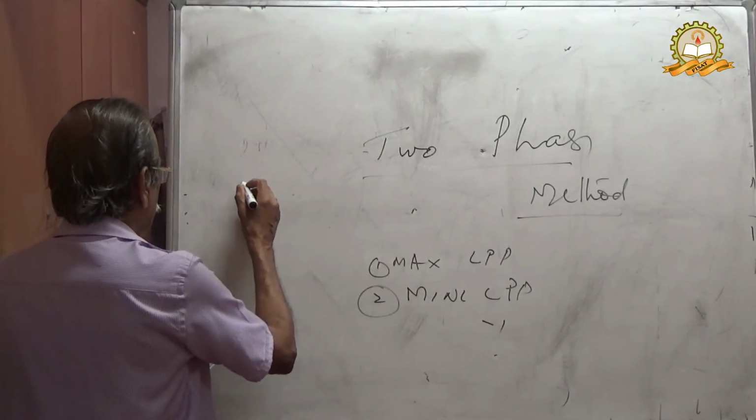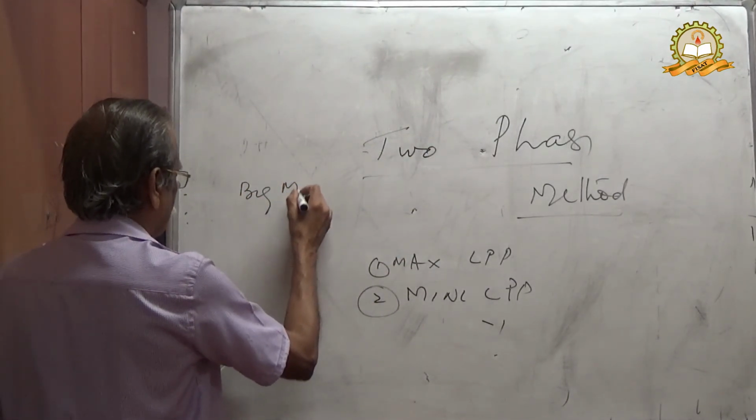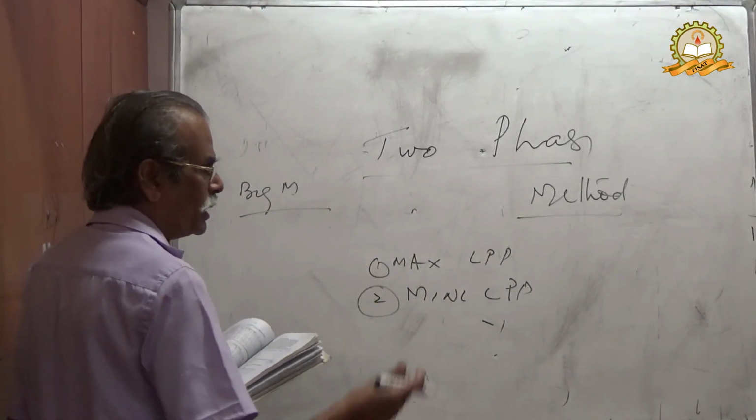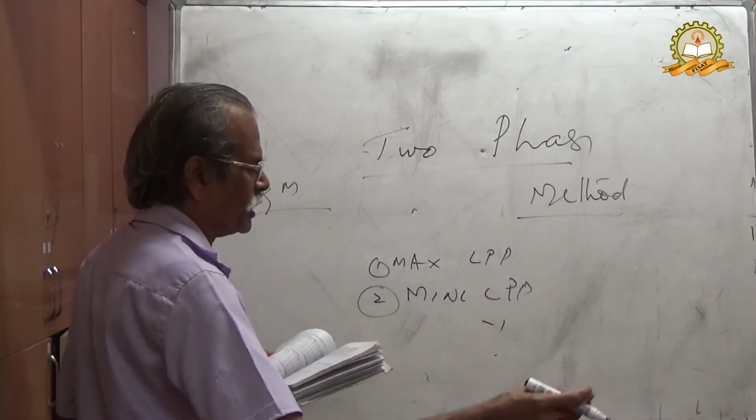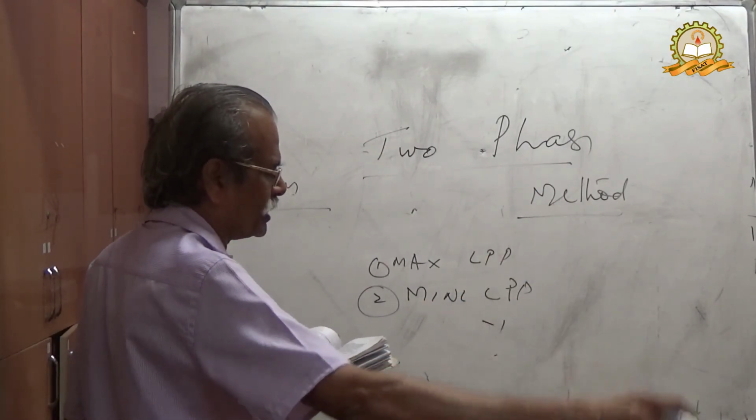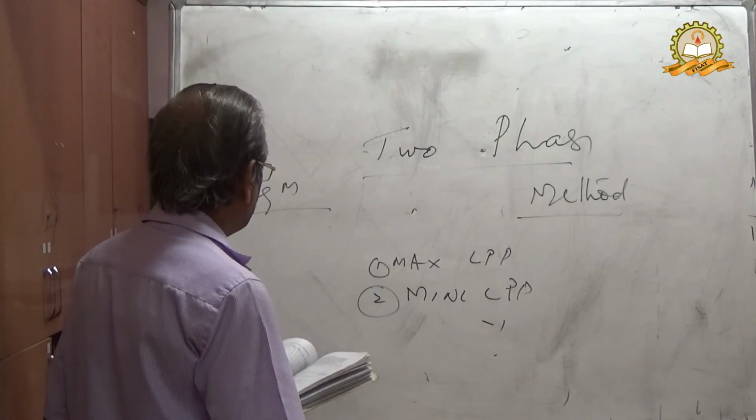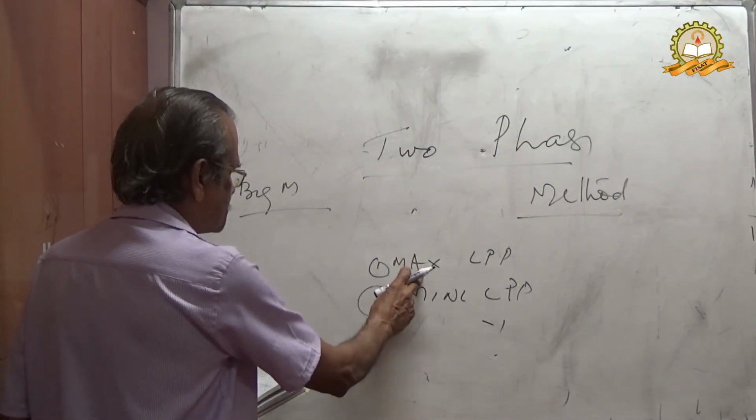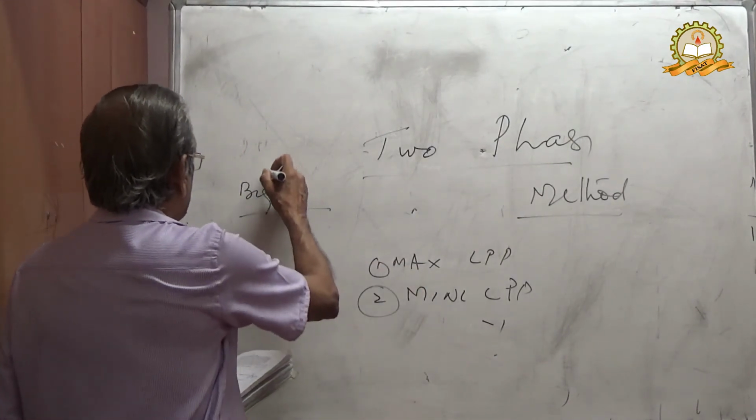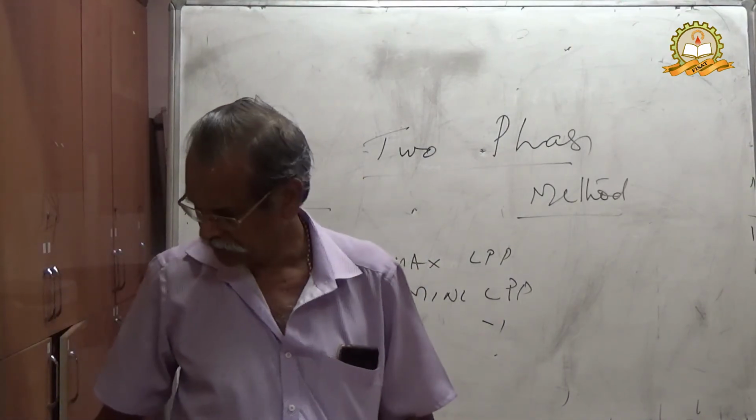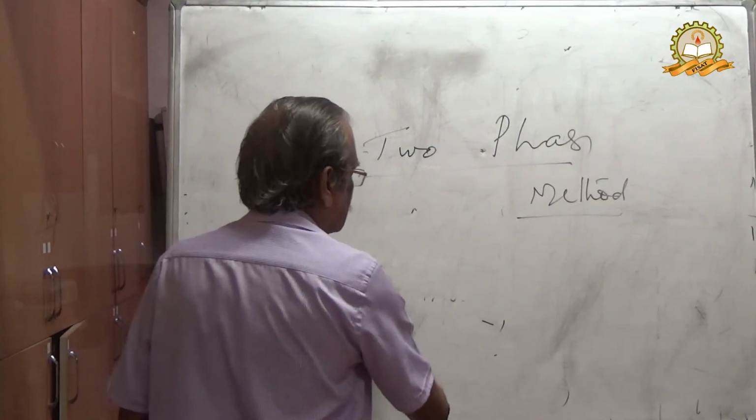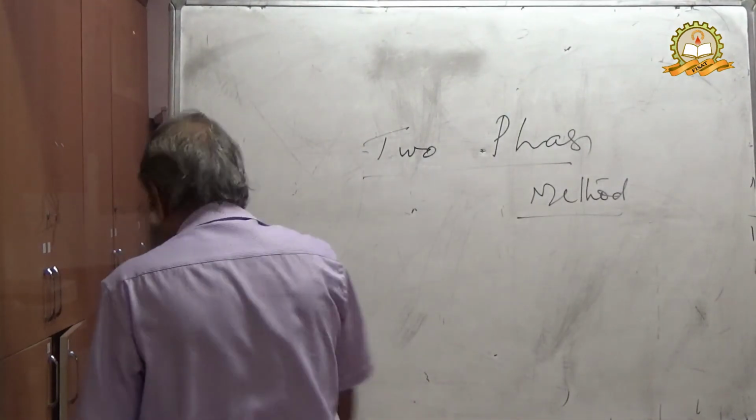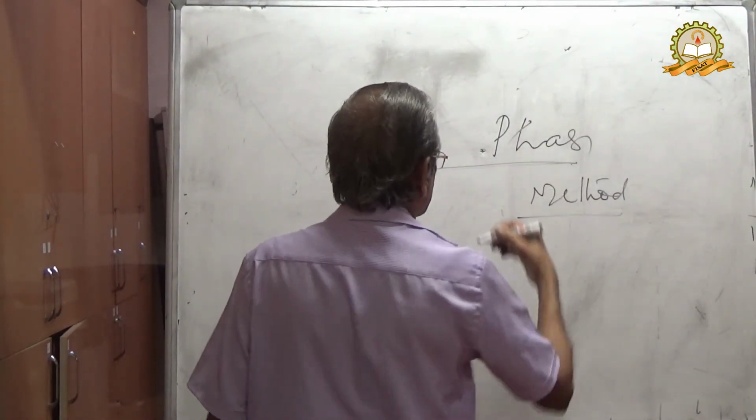Then you did the big M method: adding artificial variable, adding slack variable, subtracting surplus variable, adding big M, A1. Therefore, maximization is studied, minimization is studied, and you have the big M method. Now, the next type is the phase 2 method, the two-phase method.